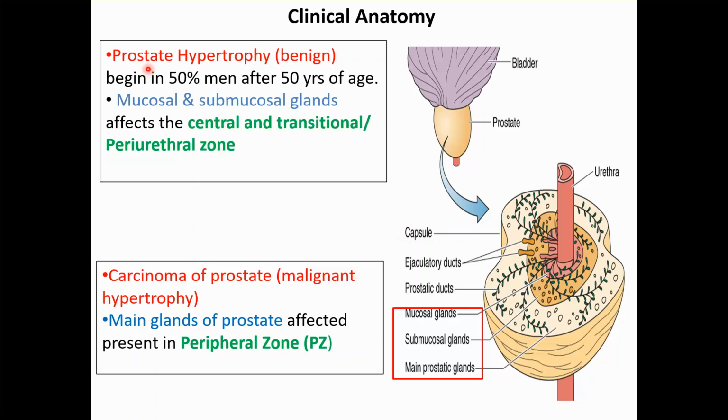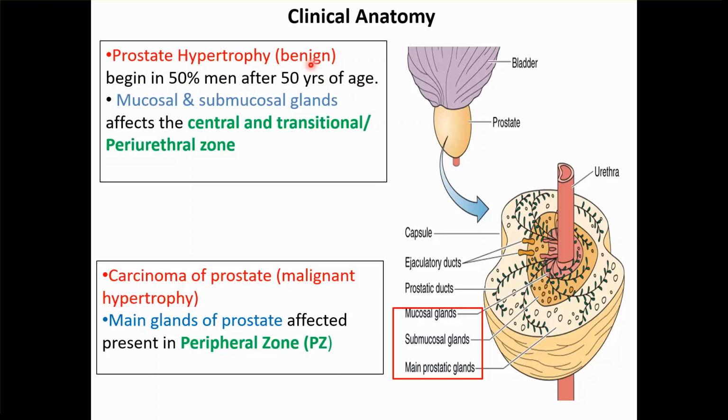Clinically, the benign hypertrophy of the prostate. Benign means it's not cancerous, so it's slow growing. It is seen in 50% of males after 50 years of age.